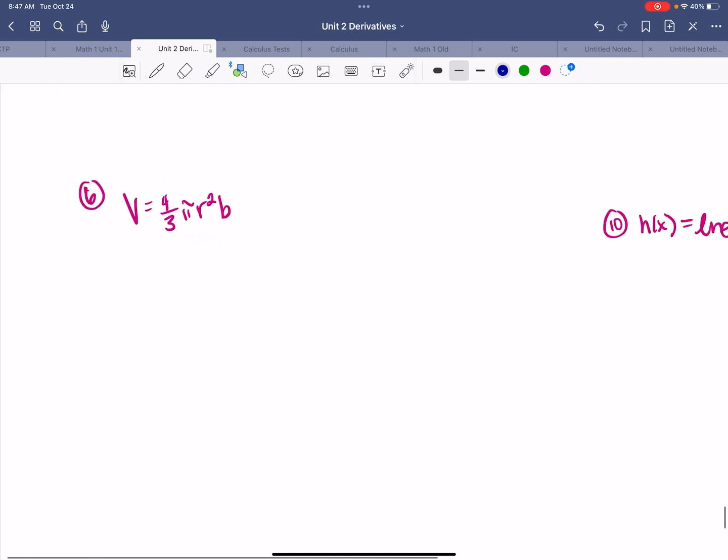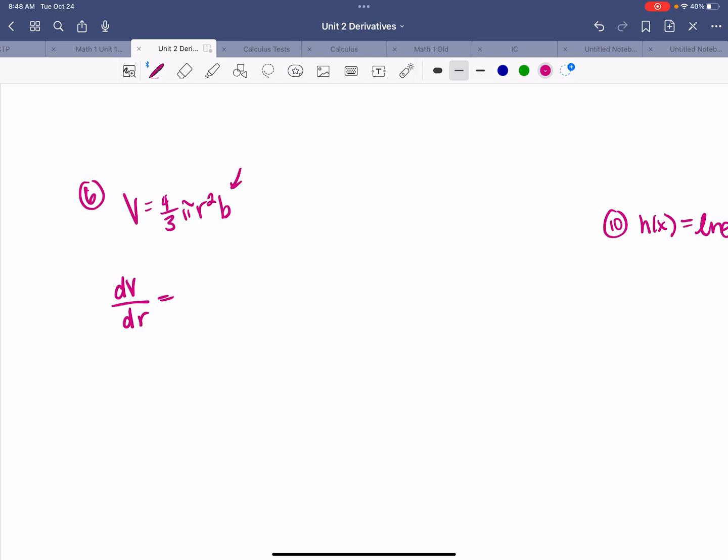So number 6 should look somewhat familiar. That is a volume equation, but remember, any a, b, or c letter in our homework represents a constant. So that means that I am differentiating v with respect to r, not b. I'm differentiating v with respect to r. And b is just my constant.